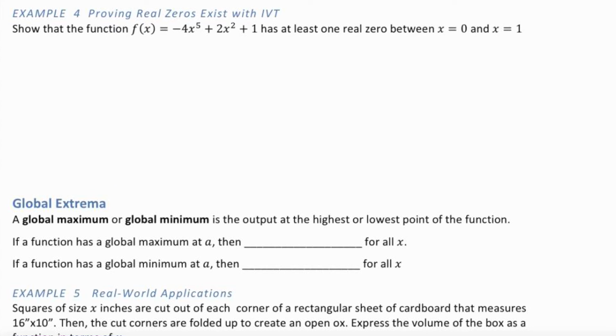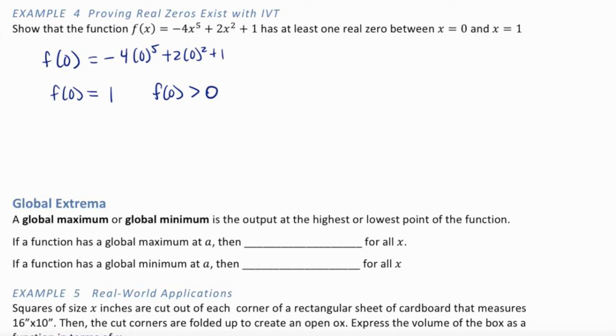So what we need to do is evaluate our function for x equals 0 and x equals 1, and then check the signs. Is one of them positive? Is one of them negative? So let's start with f of 0. This equals negative 4 times 0 to the fifth power plus 2 times 0 squared plus 1. This term and this term vanish since we have them multiplied each by 0. Their product is 0, and these two sums of 0 plus 0 are just 0. So we end up with f of 0 equals 1. Notice that f of 0 is positive 1, so it must be greater than 0.